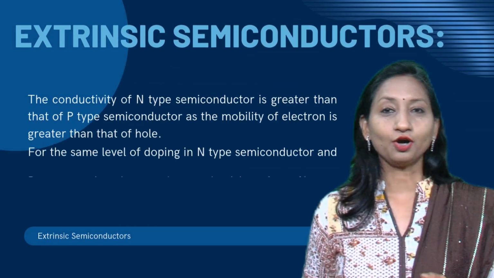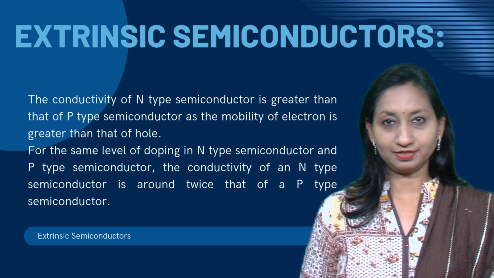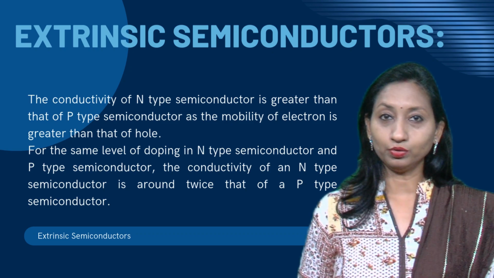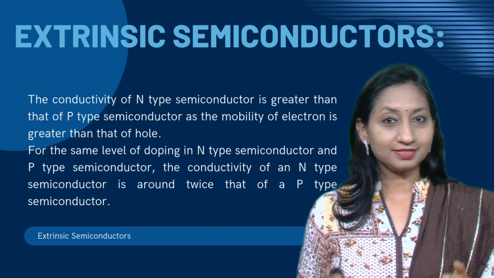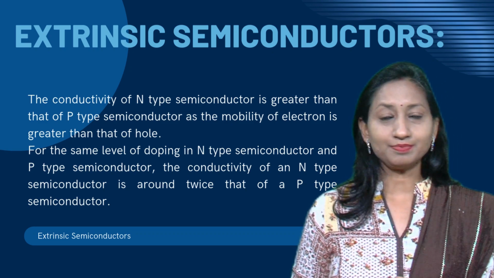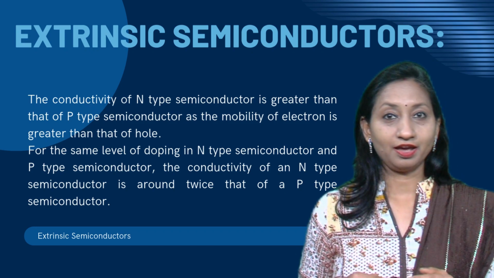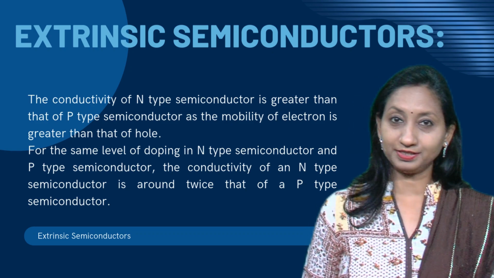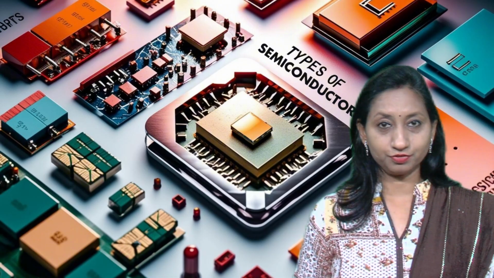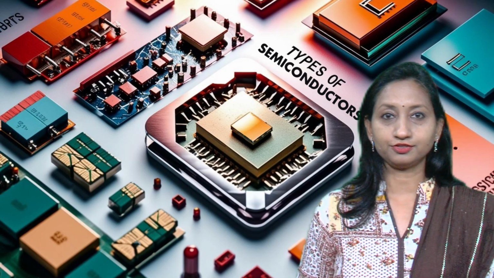The conductivity of an n-type semiconductor is greater than that of a p-type semiconductor, as the mobility of electrons is greater than that of holes. For the same level of doping in n-type and p-type semiconductors, the conductivity of the n-type semiconductor is around twice that of a p-type semiconductor. So dear learner, now we have come to the end of this video. So let us quickly move to the summary of this video lecture.